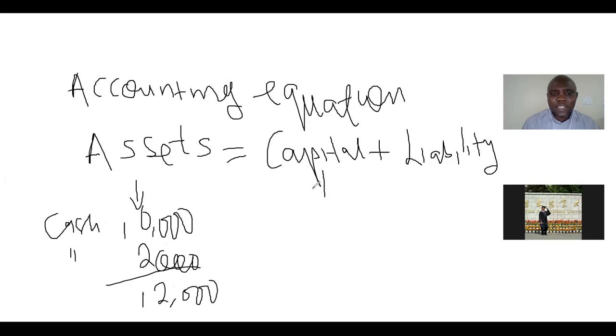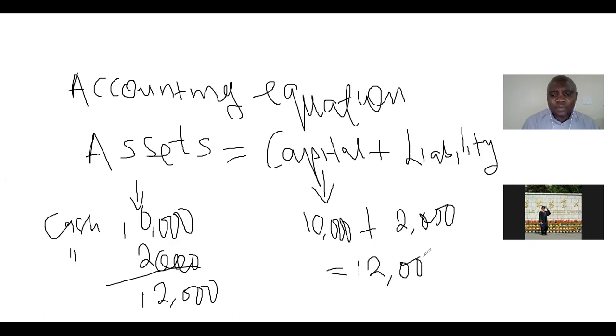Then here you have the 10,000 that you invested into this business as the owner of the business, plus the liability of 2,000, giving you 12,000. So at any given time, it should balance. It is called an accounting equation.